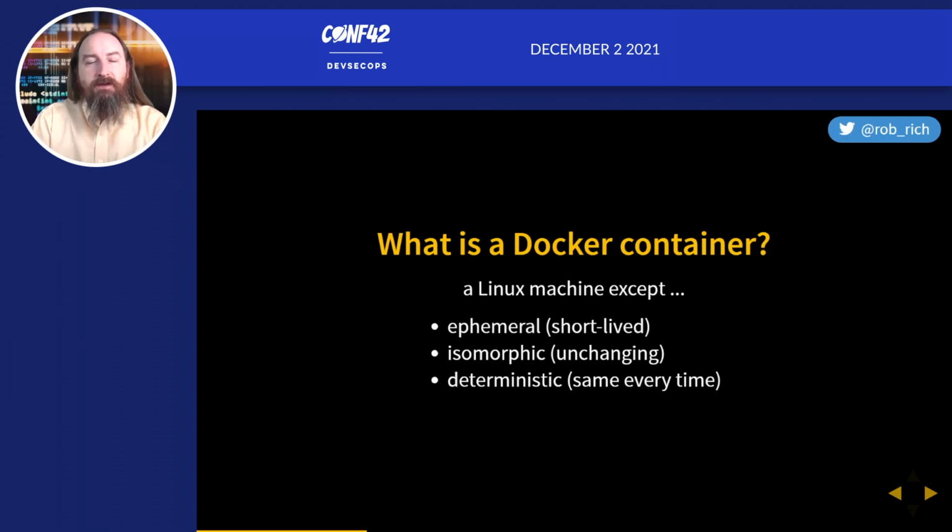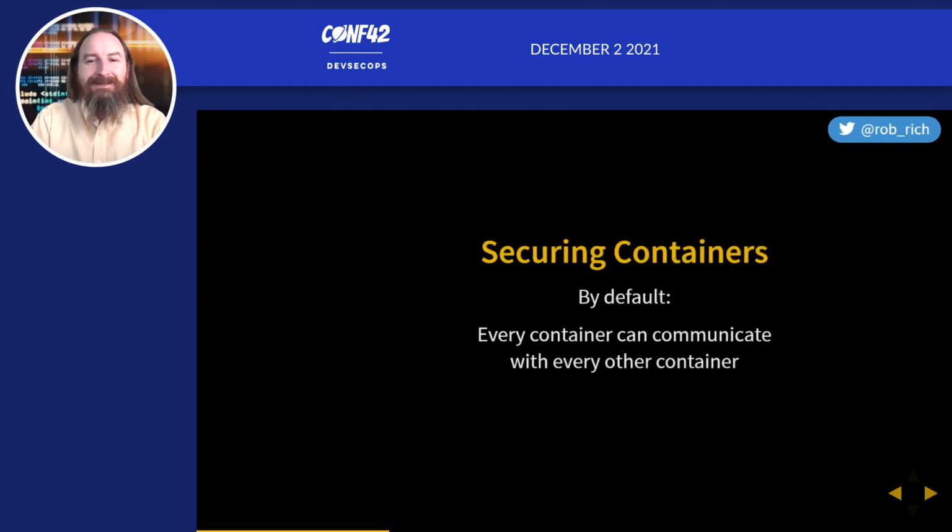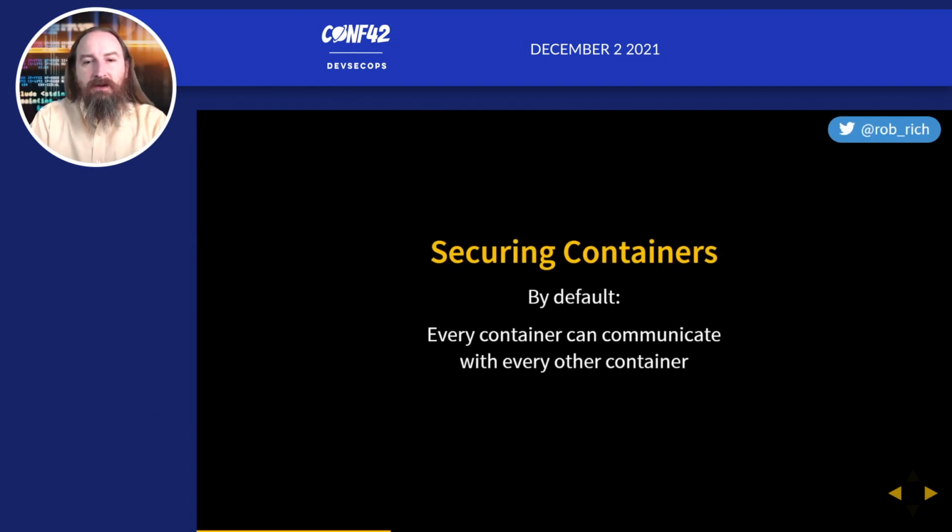Now, if a container does get popped, that's easy enough. We just evict that container and spin up a new one. We may need to compensate for damage that it pivoted to, but we don't need to, for example, scrub the system. So securing containers. By default, every container can communicate with every other container, both inside Docker and inside Kubernetes.